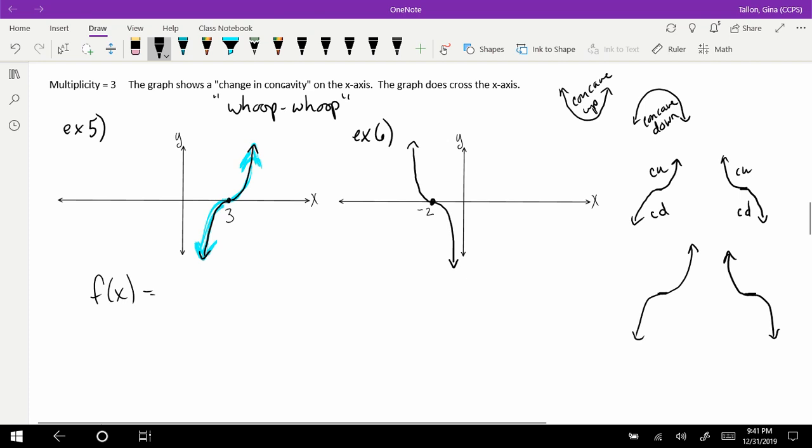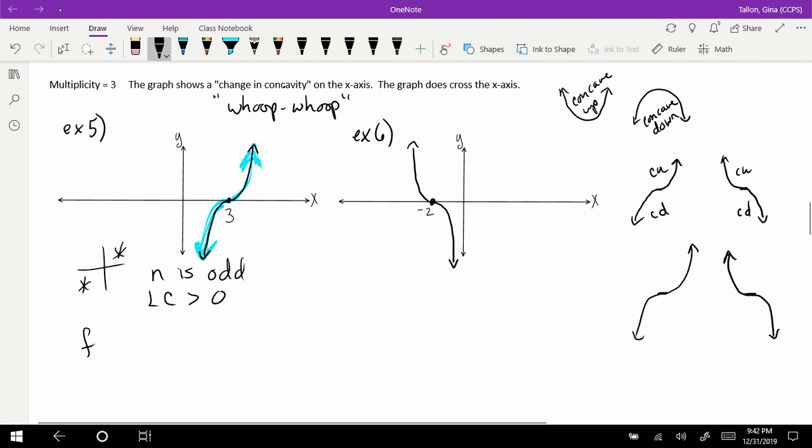F of x equals, oh, let me talk about it a little bit more before I do that. This function is showing me that we are starting low and ending high. And when we start low and end high, I can tell that I'm dealing with some kind of an odd degree polynomial function because my end behaviors are opposite from each other. So n definitely has to be odd in this case. And because I'm starting low and ending high, just like y equals x cubed, I know that my leading coefficient is going to be positive.